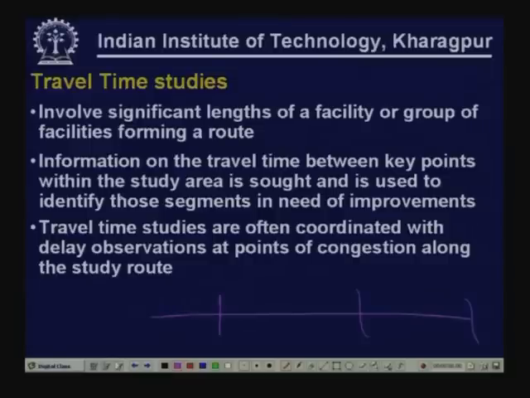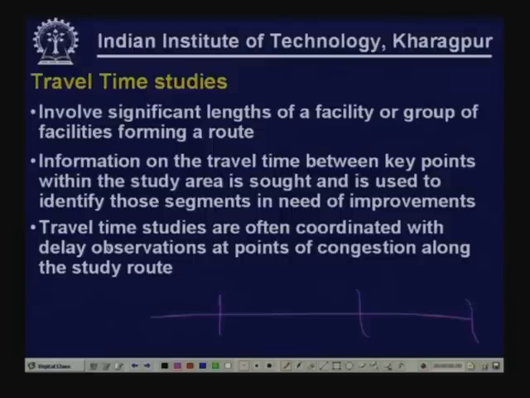So, often we need information on travel time between key points within the study area, and we use such information to identify those segments in need of improvement. Maybe along the complete route, not the complete route is having problems, maybe certain segments, certain stretches or small lengths, or a particular intersection that are problematic. So, to identify those problematic locations, we carry out travel time studies.